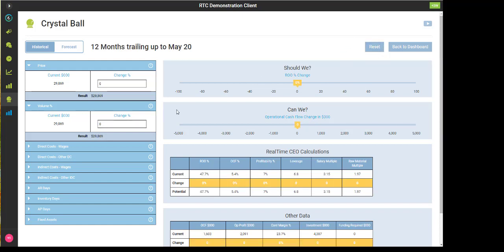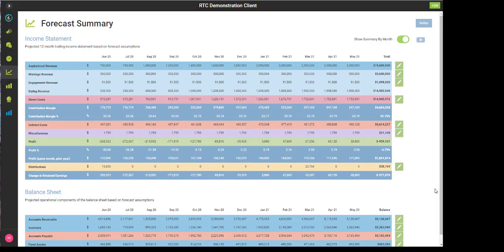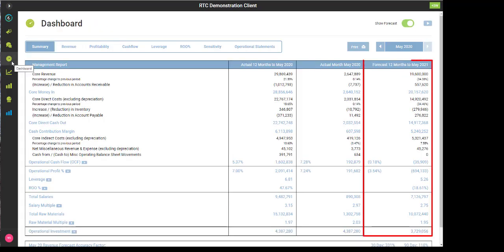The last module which I would like to highlight is the forecasting module, where we use a process called business assumption forecasting. You can modify your forecast assumptions and it will build the forecast for you, and that forecast then feeds straight back into the dashboard and the trend graphs.